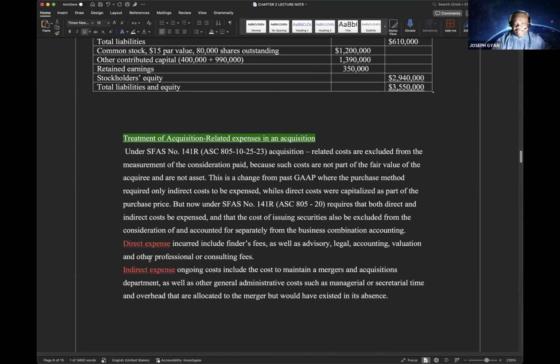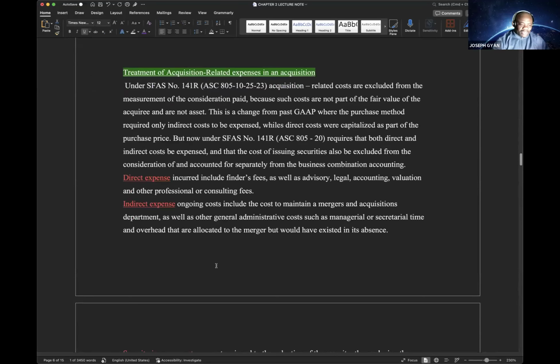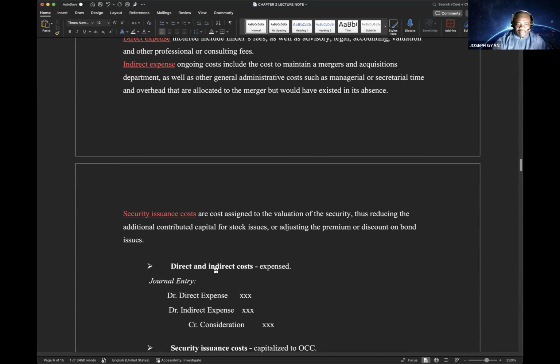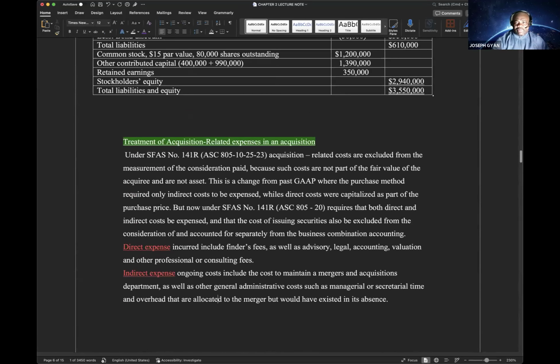I'll come back to the treatment of the other expenses, which is not really related to this. But let's do some of the class exercise so that we can get more understanding of this.